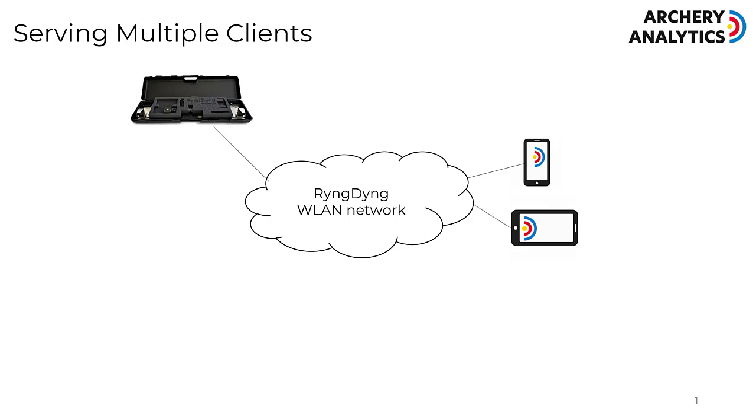You can have several devices connected to the same network and the same RyngDyng, so spectators can also watch what's going on in a tournament, let's say. And RyngDyng is not the only app that is available. Artemis has also implemented the interface to RyngDyng, so it's no longer necessary to input all the errors by your fingers on the touch screen. It can read automatically the error positions from RyngDyng.